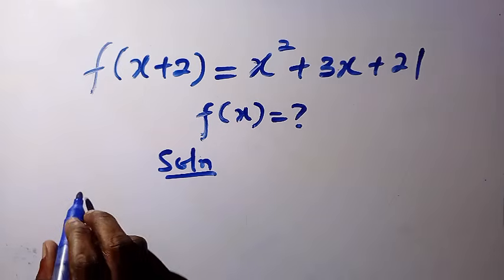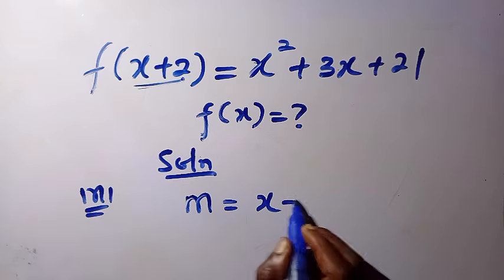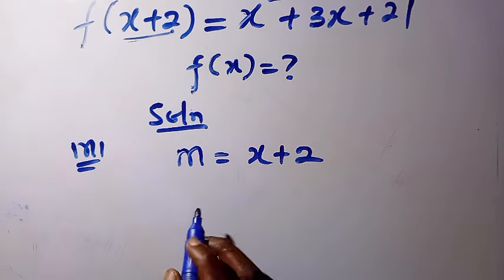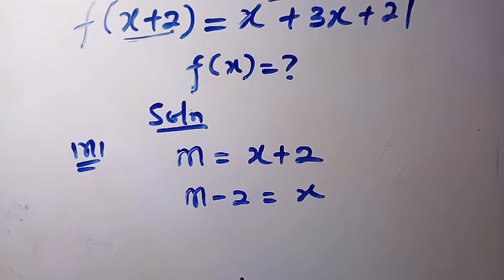Consider this as method 1. One of the simple methods we can use to solve this is the substitution method. We substitute for x plus 2, and note that x here is a member of the real numbers, and anything we substitute it with will also be a member of the real numbers. If I choose m to be x plus 2, then we make x the subject of the formula, and we have m minus 2 equals x, or x equals m minus 2.